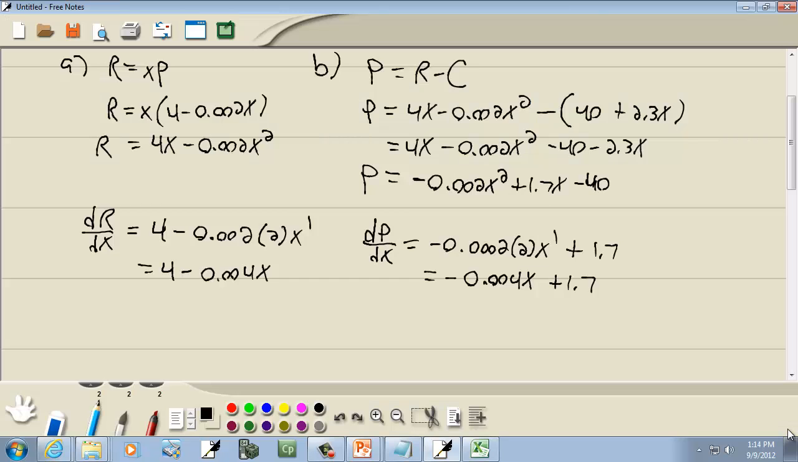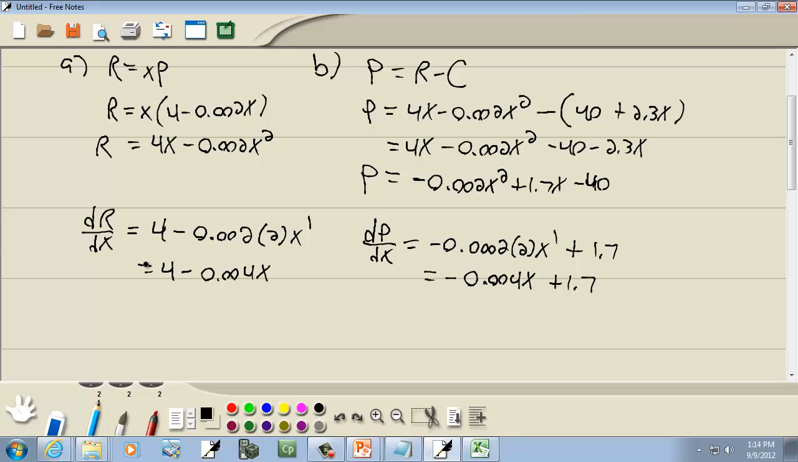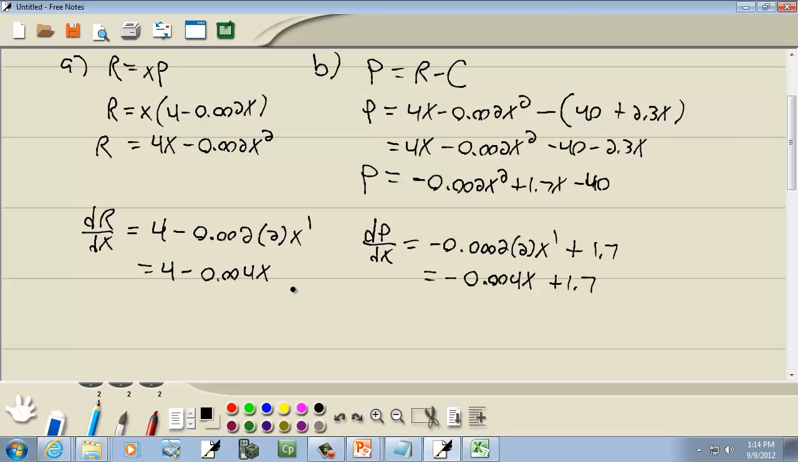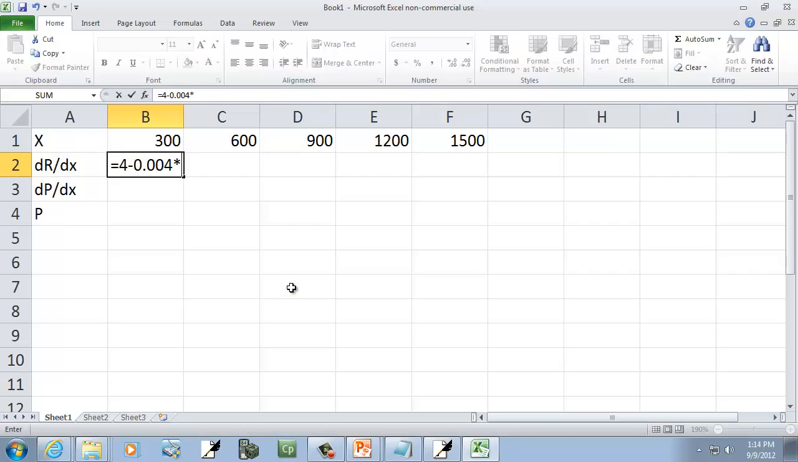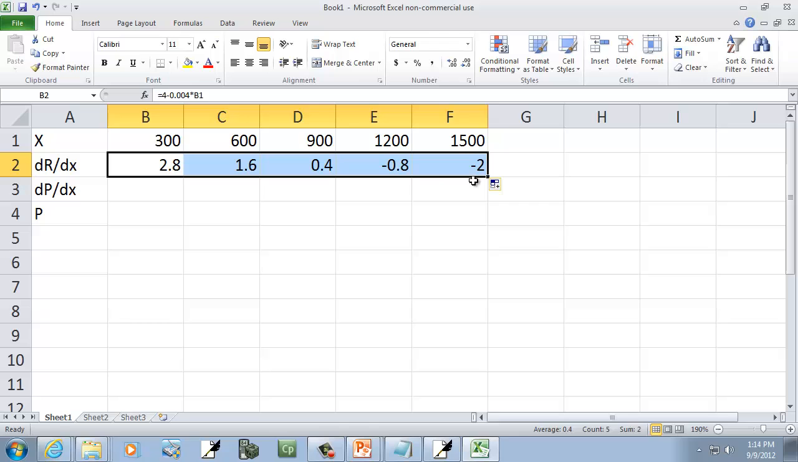Okay, let's go back to our formula. dR/dx, that's this one here, which is 4 minus. So we're going to do equals 4 minus 0.004 times x. Well, x is going to be B1. So I'll type in B1, and that's going to refer to that cell location. And I'll push enter. Now if I click this cell and put my mouse in the lower right hand corner, click and hold down and drag to the right, then it gives me those.